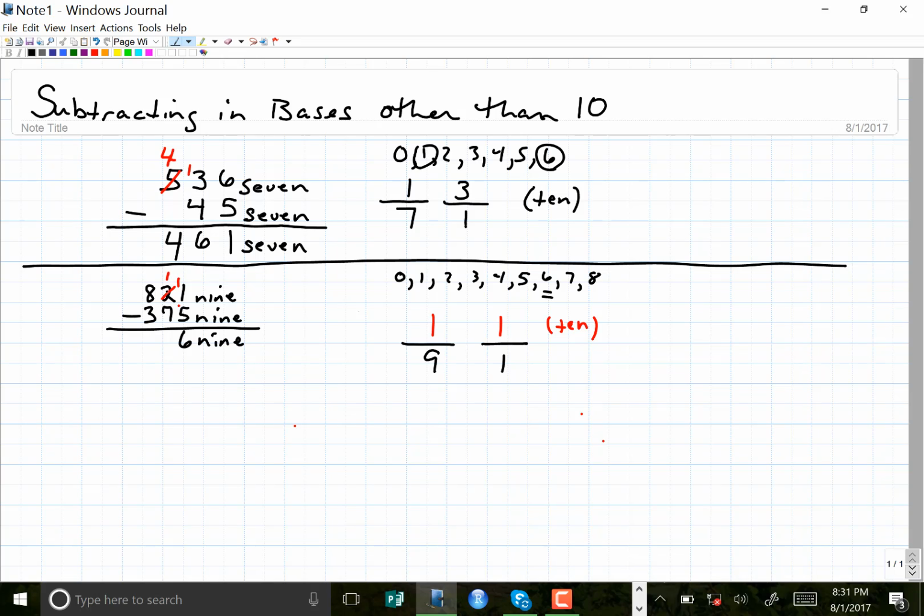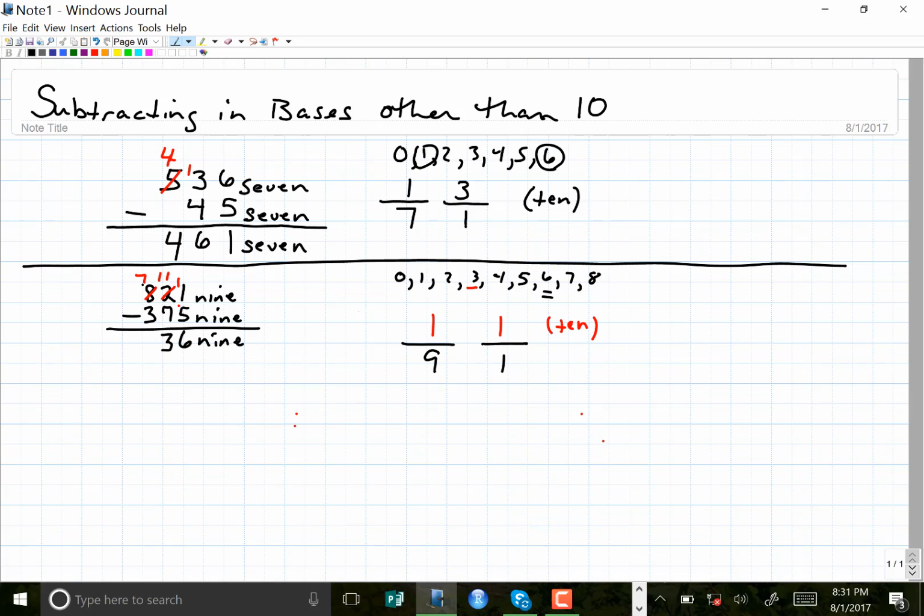All right, now we come up to the next column and we have 1 minus 7. We're going to have to borrow again. So I'm going to borrow and make this a 7, and I'm going to bring that 1 that I borrowed over here. So I have the 1, 1 again. We already saw that when I have 1 nine and 1 one, that's actually the number 10. So now I have 10 take away 7 is 3. And 3 is a legitimate base 9 number, so we will write it down.